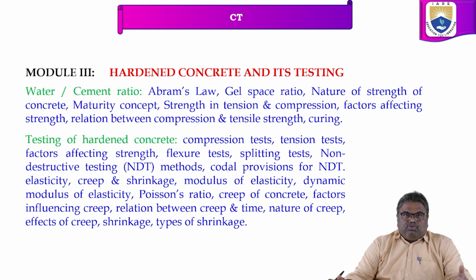After this, we'll come to the testing of hardened concrete. The compression test: how to do the compression test, what size of mold we need to use, how to test the concrete, and which machine we need to use to test the concrete. So this is the compression test. Then the tension test: how to perform the tension test on hardened concrete, which mold we need to use, how to arrange the mold, and how to arrange the specimen in the concrete testing machine, the compression testing machine. We'll discuss this in this module.